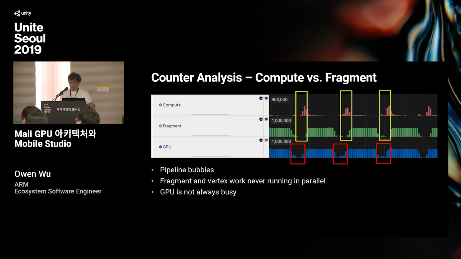Okay, and from this GPU chart, you can also see the GPU is not always busy. The red rectangle means the GPU is idle, so it's not always busy.